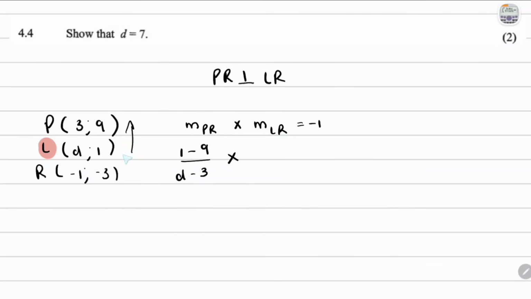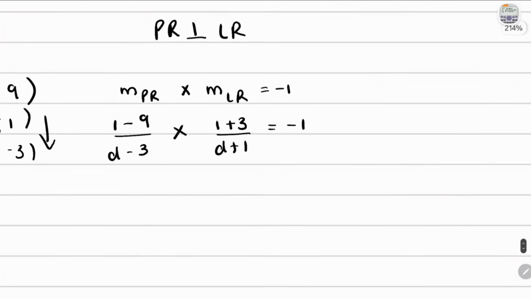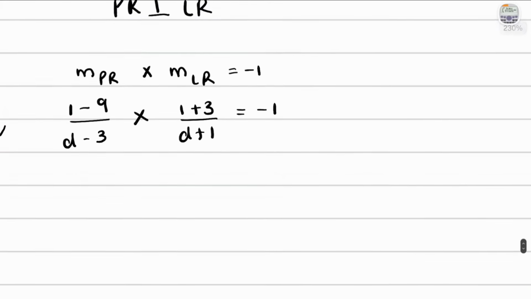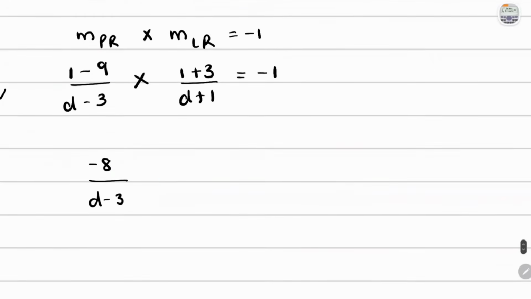Multiply by the gradient of LR. So with gradient of LR, again, I want D to be in front. So I'm going to start with this being the y2. So that's 1 minus -3, which becomes a positive 3, over D minus -1, which is D plus 1, is equal to -1. Okay, so as weird as this equation looks, we can actually use it to solve for D. So let's just simplify what we need to simplify. 1 minus 9 is -8 over D minus 3. And then multiply by 4 over D plus 1 is equal to -1.